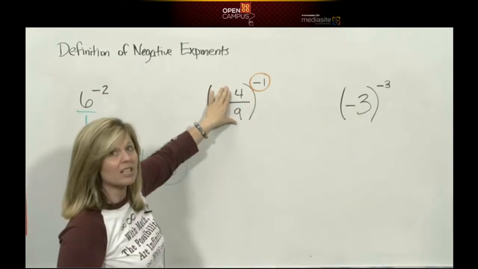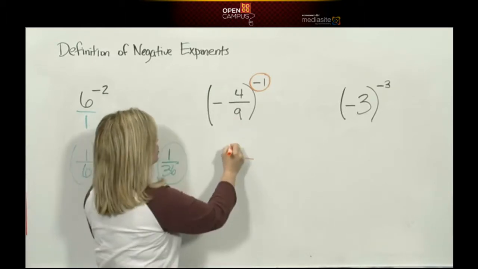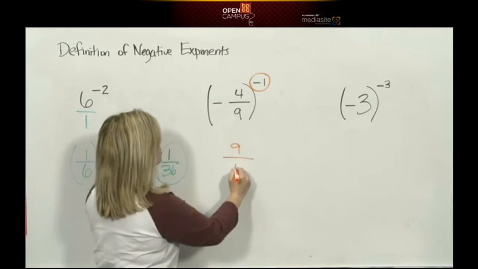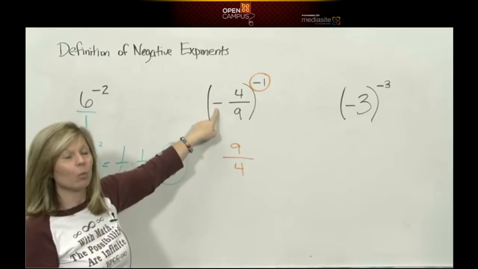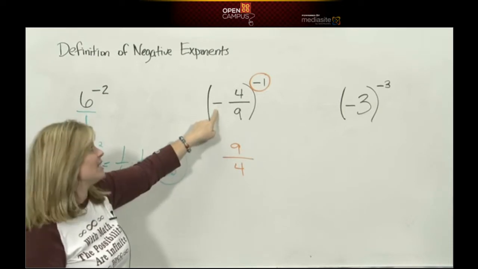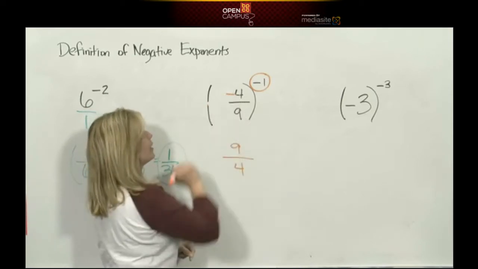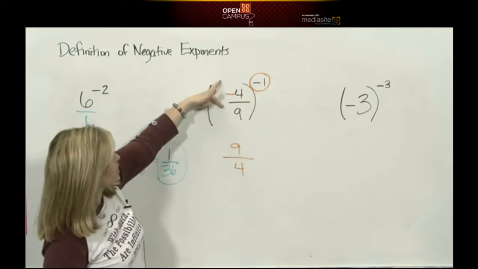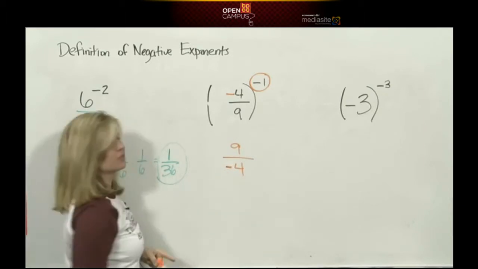Now it's already written as a fraction, so all we got to do is change locations. The 9 goes to the numerator. The 4 goes to the denominator. Here's the problem. Where does the negative go? Well, we've talked about this. When we have a negative in the middle of a fraction bar, it automatically belongs to the numerator. So when you do the reciprocal, the negative sign stays with the 4 at the bottom, the denominator.